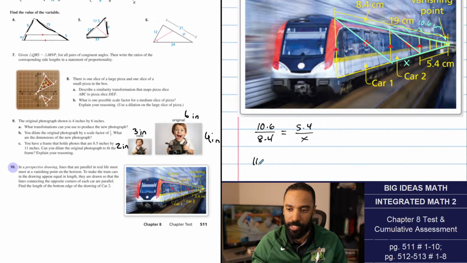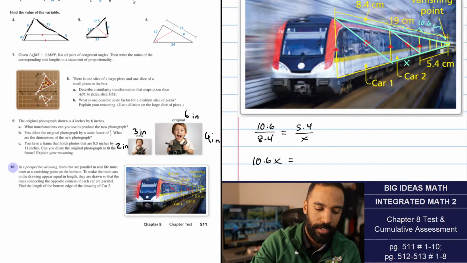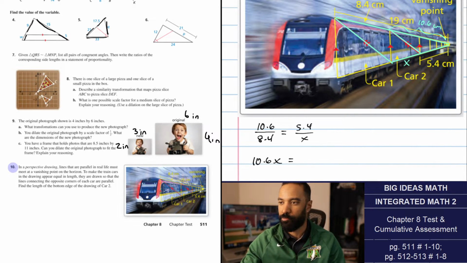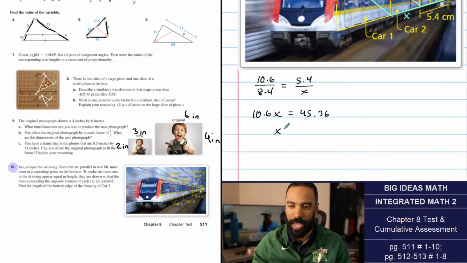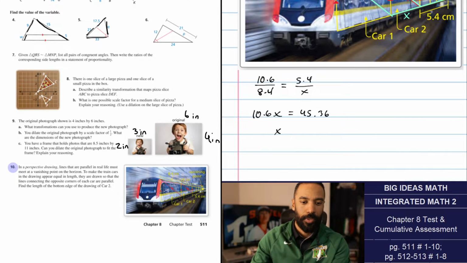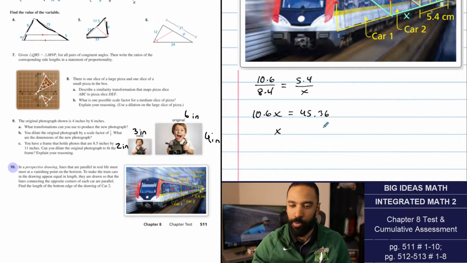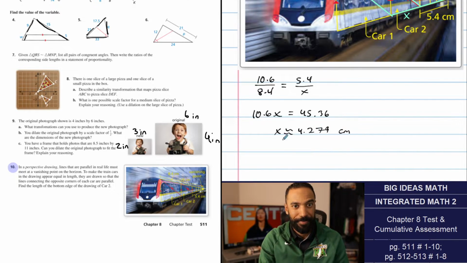Cross multiply, I don't know what 5.4 times that is. 10.6x equals 5.4 times 8.4, 45.36. Hopefully it's a clean number. Divide both sides by 10.6 and you get x is, let's see, divided by 10.6. Well, it's not a clean number. I'm getting about 4.279 centimeters from that.